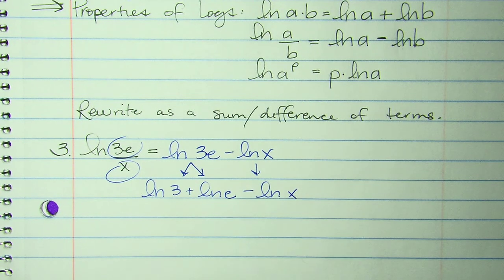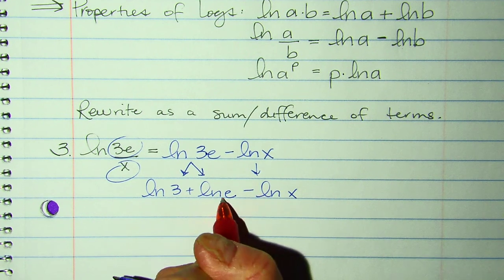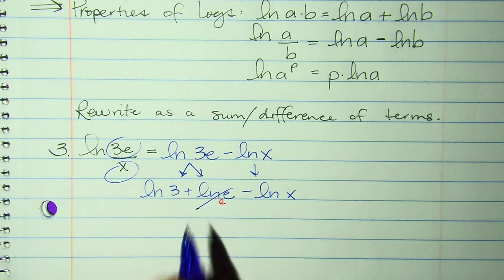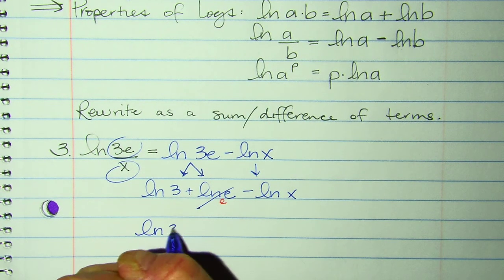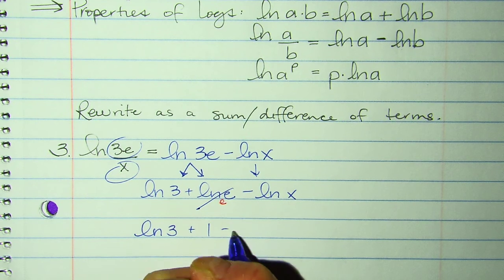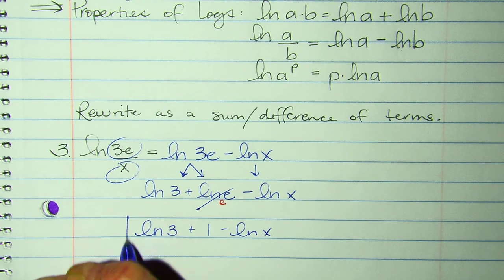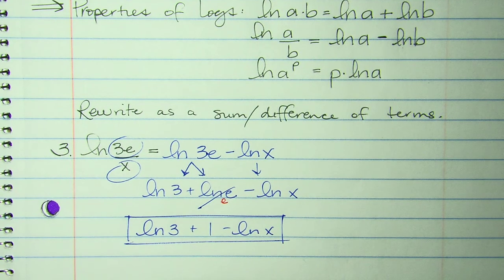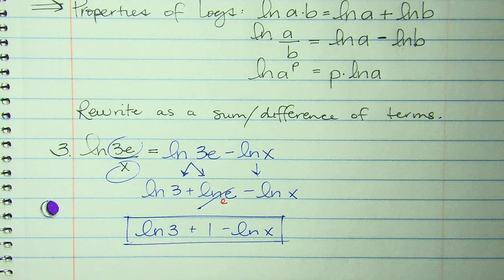Then I'm going to look to see if there's anything I can simplify here. And I can simplify this guy here because this is just 1. So my answer is the natural log of 3 plus 1 minus the natural log of x. And that would be the way we would write our answer. Next one.